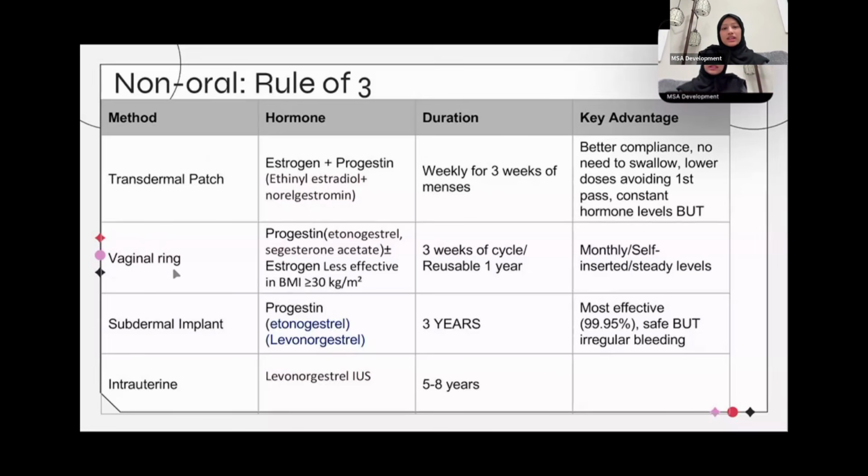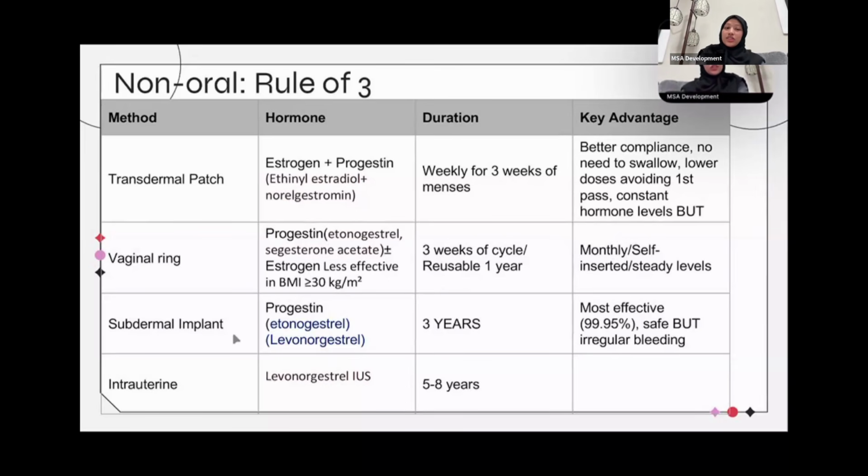Vaginal ring is the ring that I talked about, placed in the vagina. It can be only progesterone plus or minus estrogen, but it's less effective, again, in high BMI. So same thing, a 3 week cycle. If you're using the one with estrogen, there's a specific name of the drug. You don't need to know that, but that one specifically can be reused over a year. The advantage is that it's monthly, again 3 weeks of cycle, 1 week off, self-inserted, with steady levels of hormone.